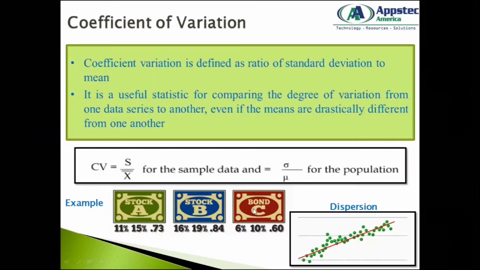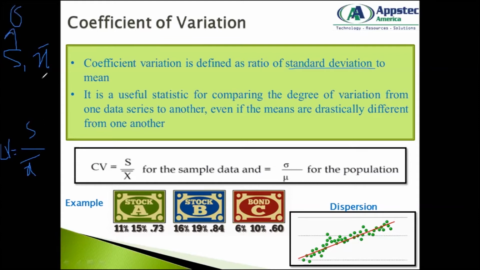So coefficient of variation is defined as the ratio of standard deviation to its mean. If I have S as the standard deviation and X bar as the mean, then coefficient of variation, CV, is nothing but S divided by X bar. Or if I denote my standard deviation as sigma and mean as mu, then my coefficient of variation is equal to sigma by mu. That's how we calculate it here.